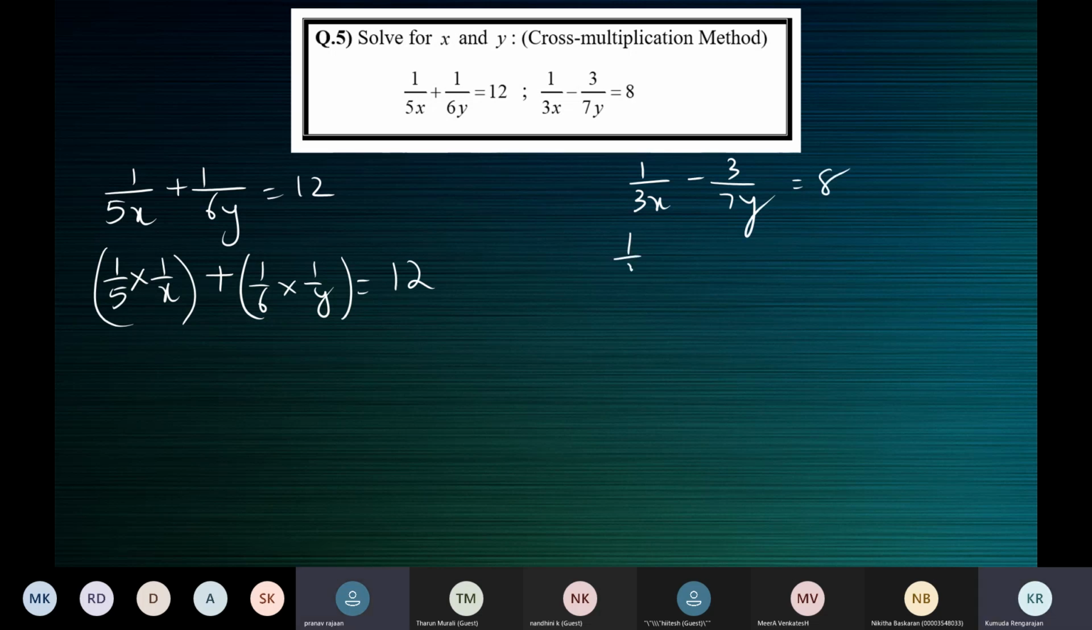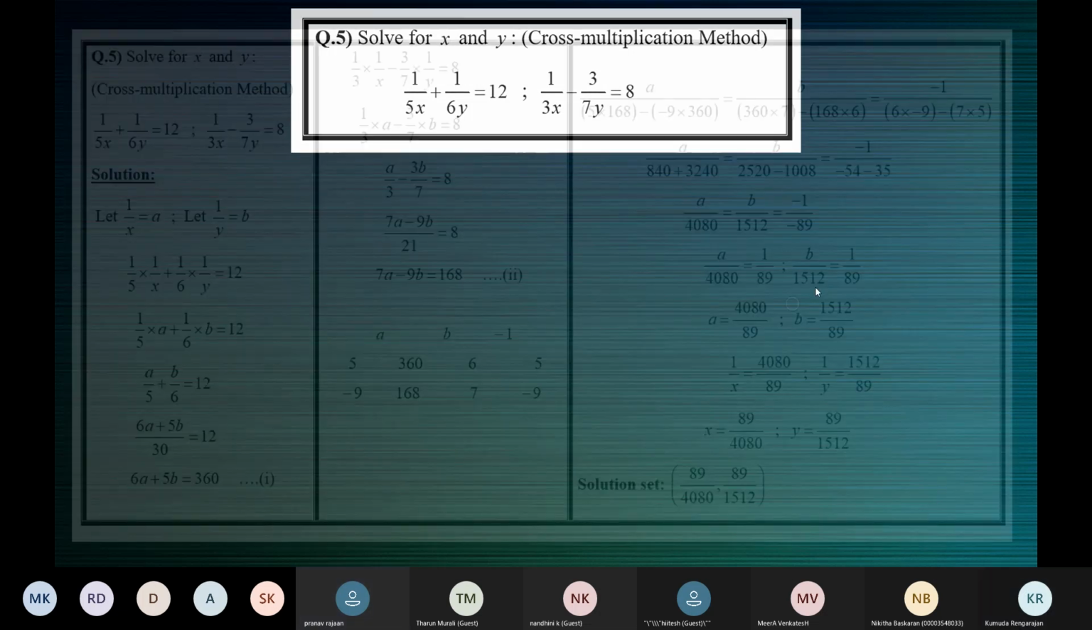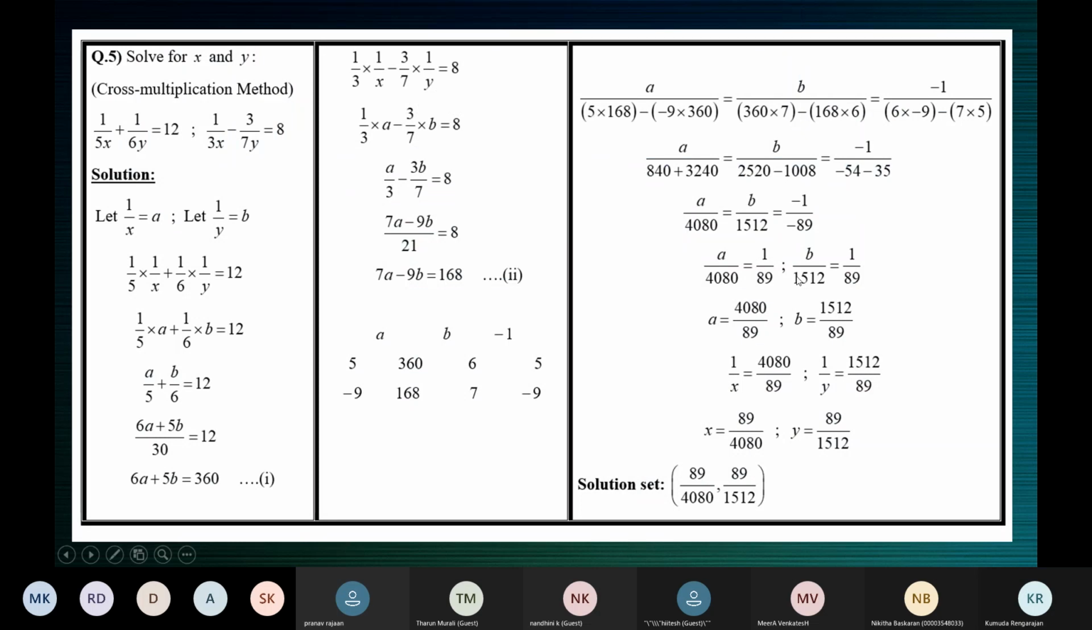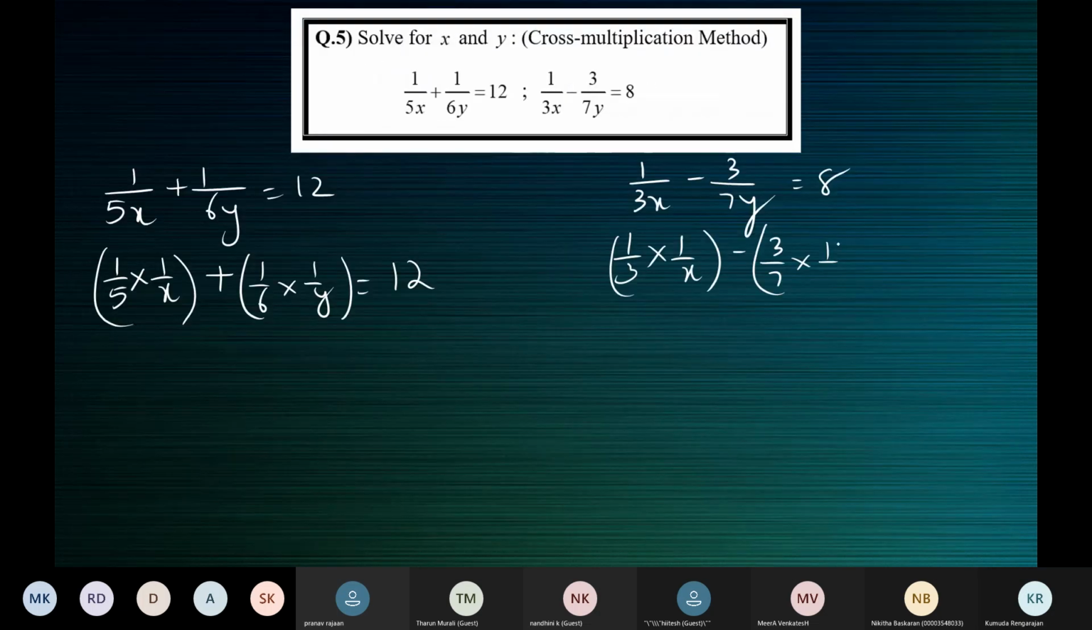So this will be 1 by 3 into 1 by x, and then minus 3 by 7 into 1 by y, is equal to 8. Yes. Now let 1 by x be a.